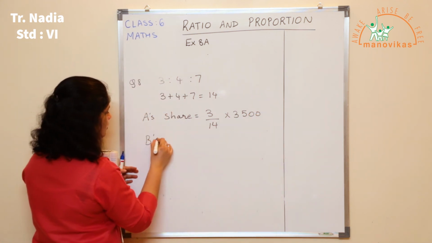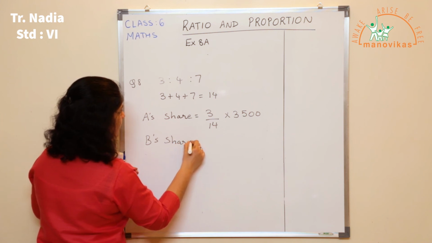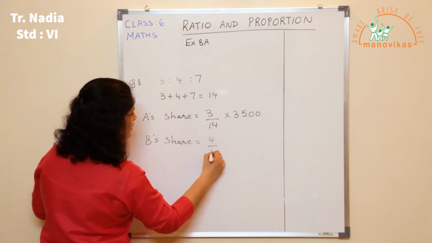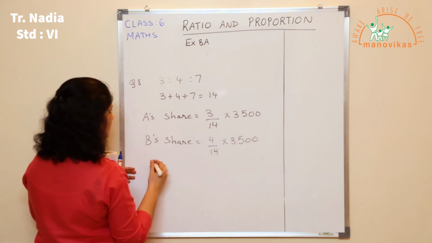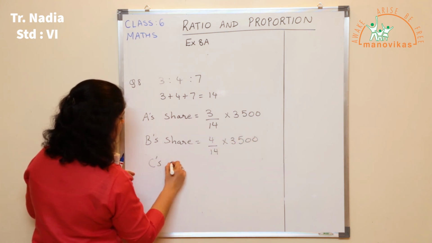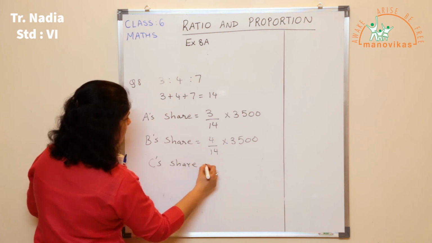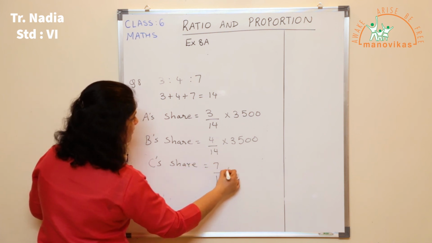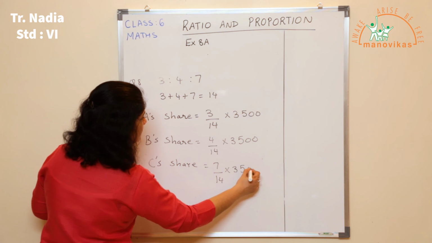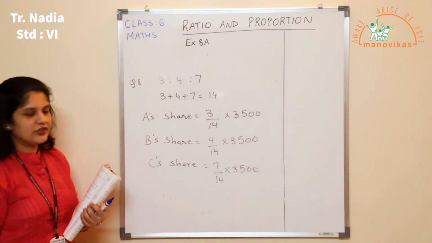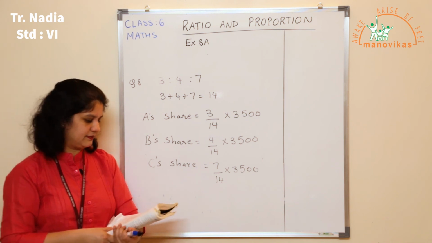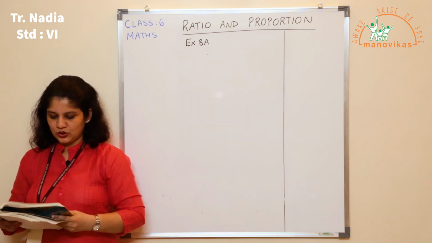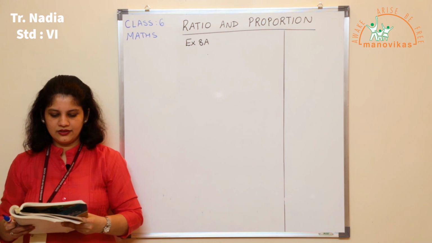Similarly, you find B's share. It will be 4 out of the 14 parts multiplied by the total money, that's 3,500, and C's share will be 7 upon 14 multiplied by the total money, that is 3,500. Now you will reduce and you will see what is the share of each person. Alright, let's move to question number 9.